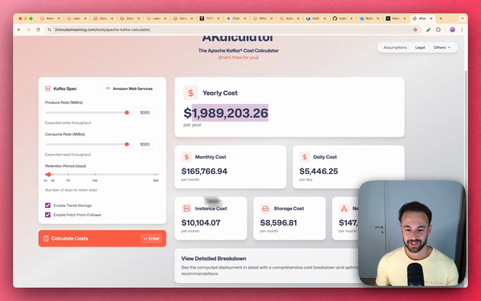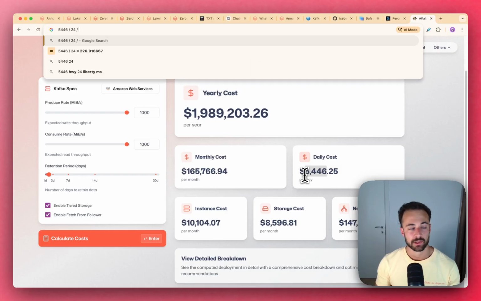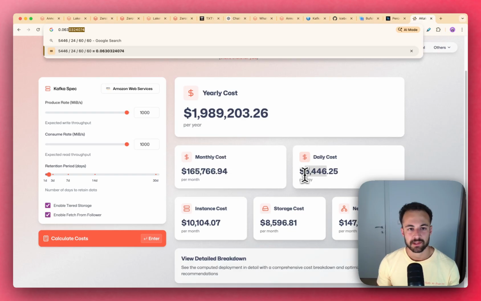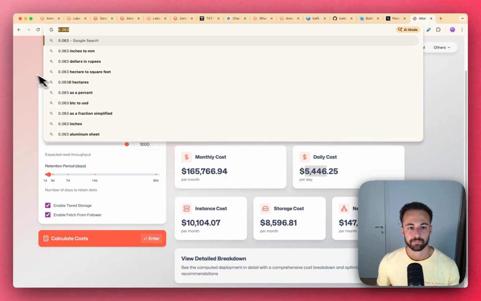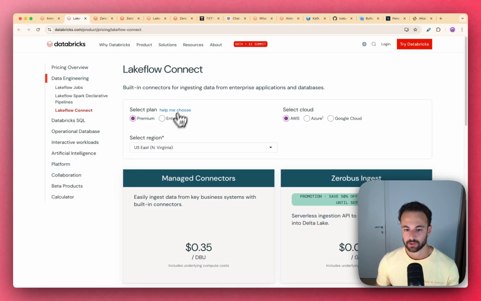2 million a year. And it costs, let's say, 5.4K a day. Now that's 5.4K divided by 24 hours, divided by 60 minutes, divided by 60 seconds. We're getting to something that's around 6.3 cents a second. And their pricing here seems to be 5 cents a gigabyte.